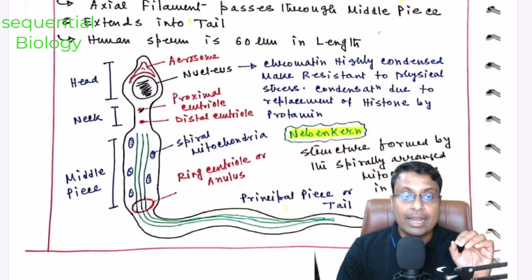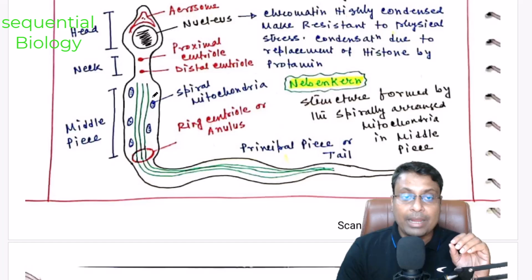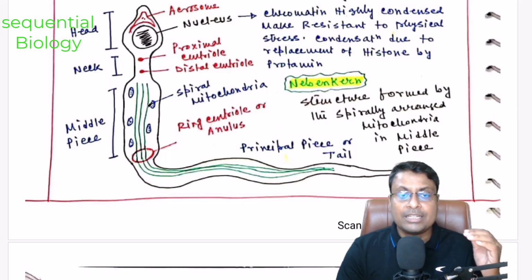This neck connects the head and the middle piece, and the next portion is the middle piece. In the neck you can see two different types of centriole. One is known as the proximal centriole, which is present nearer to the nucleus, and the distal centriole, which is present far away from the nucleus. The middle piece contains specific mitochondria, which are spirally arranged, and these are known as spiral mitochondria. And the sperm can move in the vaginal tract.